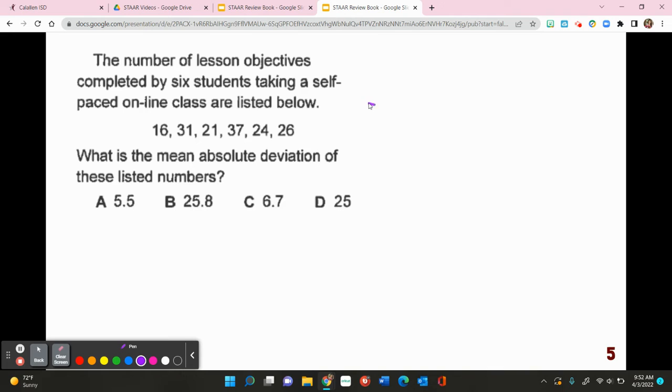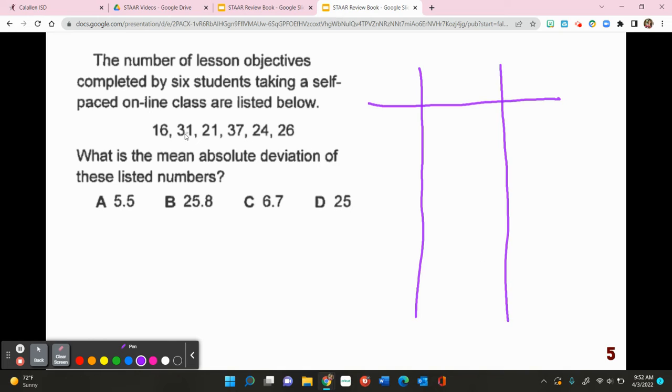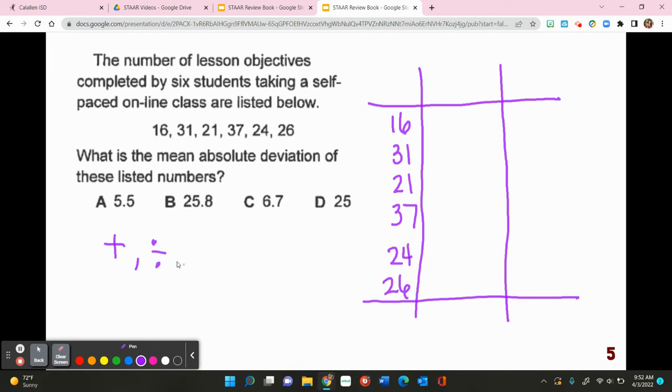So when I do mean absolute deviation, I like to keep it a bit neat and I like to create this chart. So I start off by rewriting my numbers. I have 16, 31, 21, 37, 24, and 26. So remember, our steps are to add, divide, subtract, add, divide. So my first step is to add these numbers up. So I'm going to go ahead and open up my calculator.